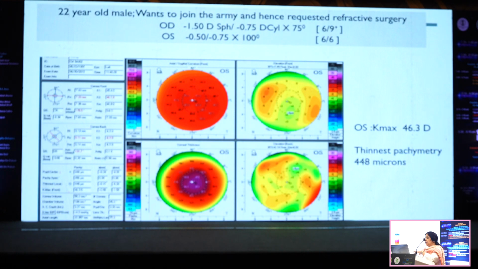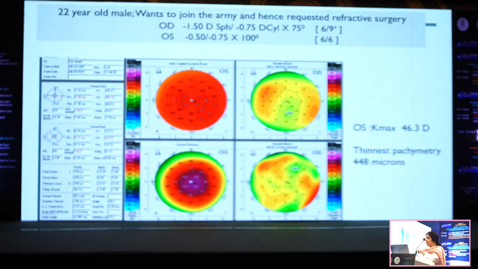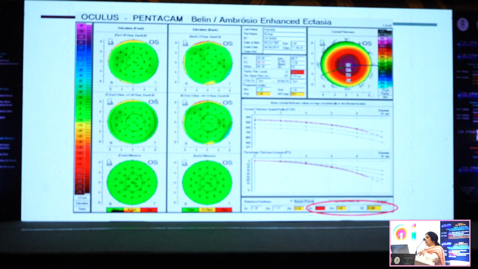Our concerns with these patients are, one, we want to rule out whether there is ectasia, do we need to follow up these patients frequently, and secondly, tell them whether they can go in for some form of surgery or not. And obviously, as we look at the Belin-Ambrosio map, the maps are normal. The D is a little yellow because the cornea is too thin because of that one parameter. So one knows that there is not likely to be any abnormality.